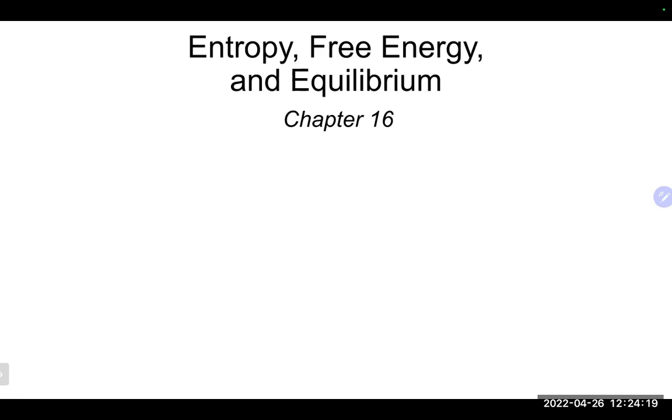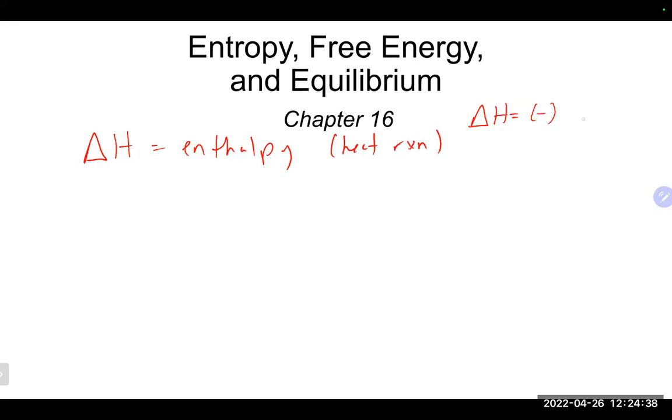In this chapter, we're going to talk about some other letters of the alphabet, which is nice. We're going to revisit our good friend delta H, which is enthalpy. Enthalpy is basically the heat of a reaction. As you should probably know, if delta H is negative, it is an exothermic reaction, which means heat and energy are released. If delta H is a positive number, it would be an endothermic reaction, which means heat and energy are being absorbed.